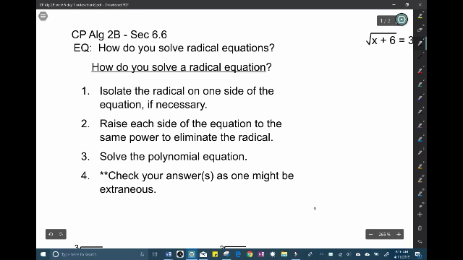Welcome, Algebra 2B, and this is another lesson on radical equations. Today, specifically, how do you solve a radical equation?